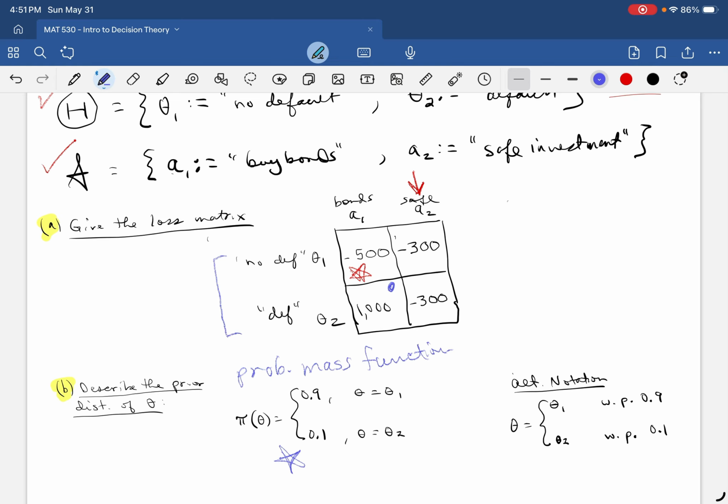I just want to mention, though, an alternate notation for that is what we see here. And so theta can be, if theta is equal to theta 1, then that will be with probability 0.9, and theta is equal to theta 2 with probability 0.1. So both of those convey the same information, even though the second one doesn't refer to pi explicitly.